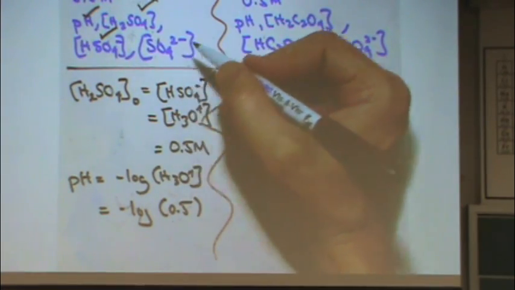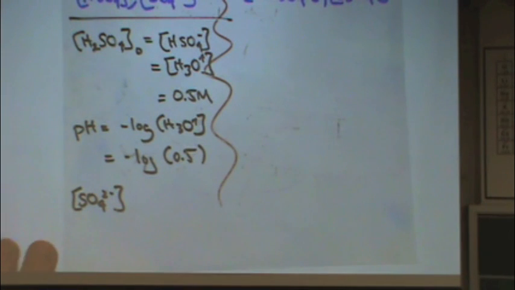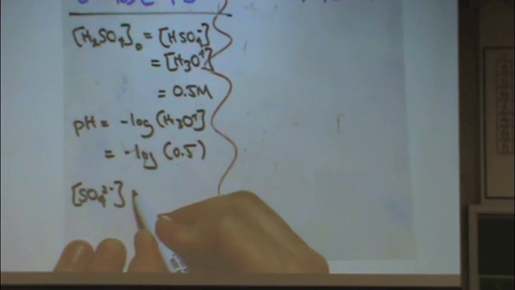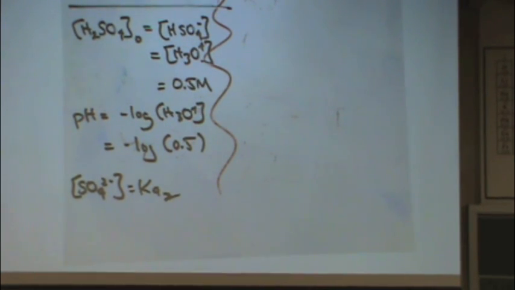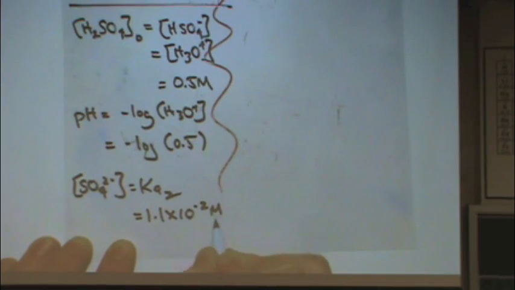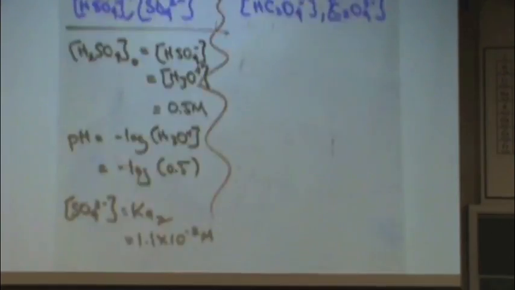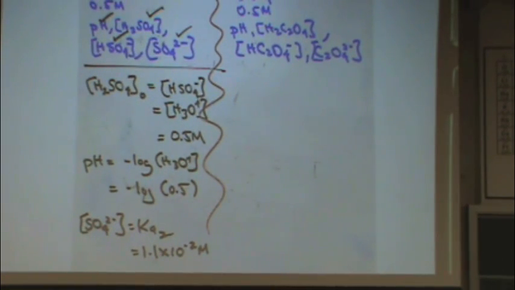And then the sulfate ion, that's the one that has just lost 2 protons. You don't even need to do any math here. You would just need to remember that's equal to Ka2. And I would have to give you that number in the problem if I asked you for that concentration. And I believe it's 1.1 times 10 to the minus 2. So now I'm done for this first part of the problem, is that okay?